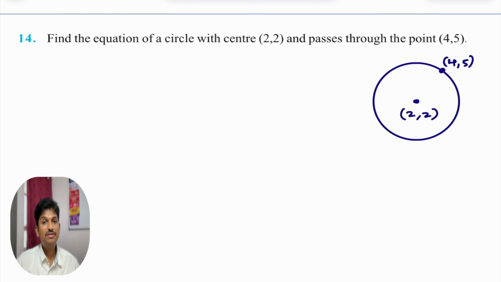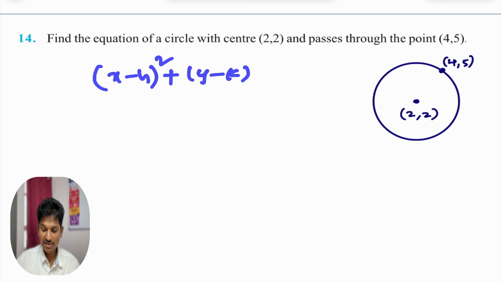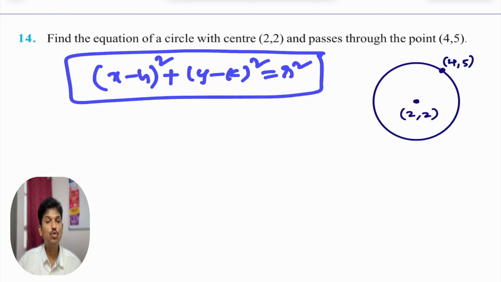See, when you know the center and radius, you can find the circle equation x minus h whole square plus y minus k whole square equal to r square. What is this? This is the equation of a circle whose center is h comma k, radius is r. When we know the center and radius, we can use this formula to find the equation of a circle. Here the center is already given, but the radius we don't know. But the point is, we can easily calculate the radius from the given data.